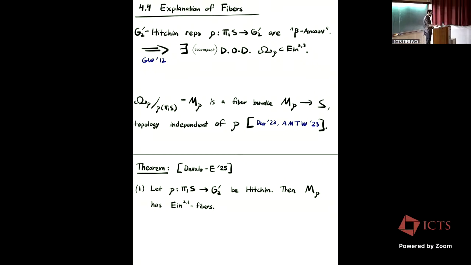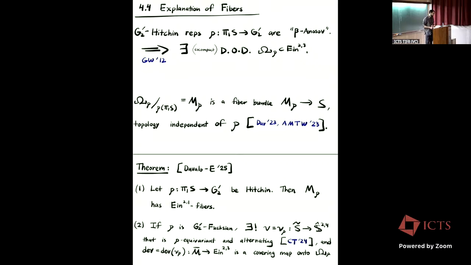Okay, and so the last thing I'll say is, there's a question about how our construction is related to this domain of discontinuity that Guichard and Wienhard built. So here is a story coming full circle. If I take a Fuchsian representation, that is, a representation in the Hitchin component that sits in this distinguished copy of Teichmuller space, then there's a unique rho-equivariant pseudoholomorphic curve by Collier and Toulis.